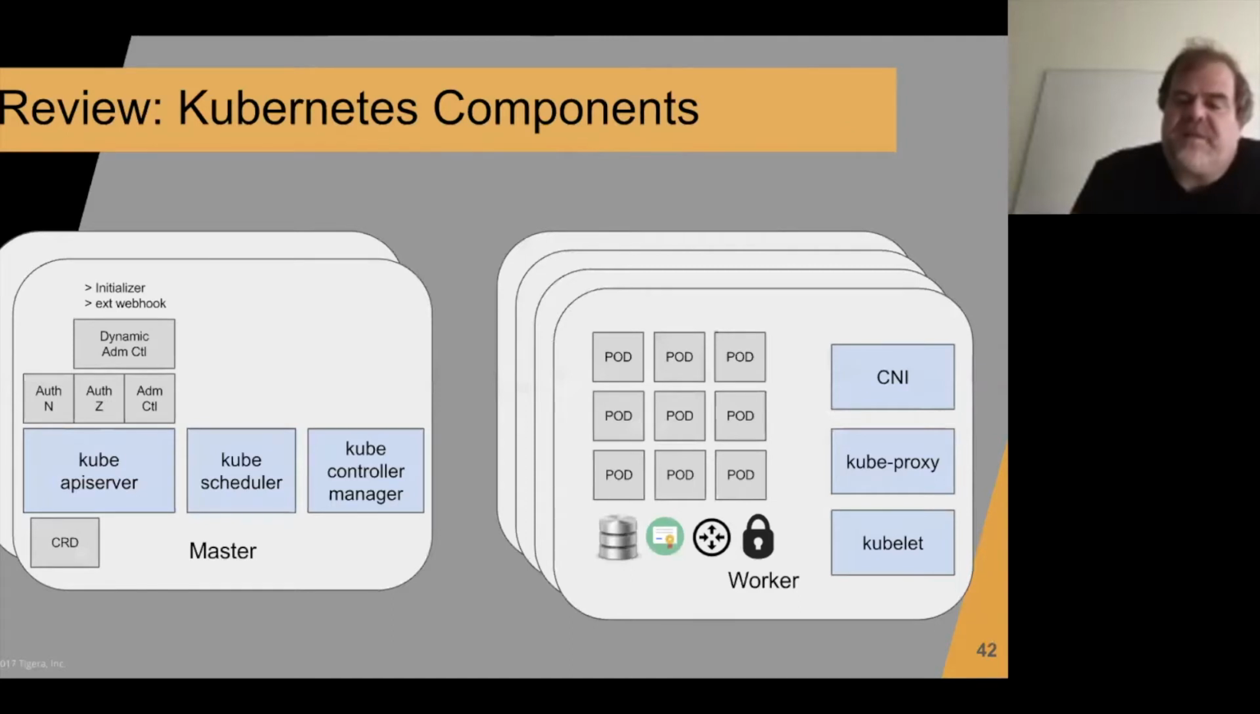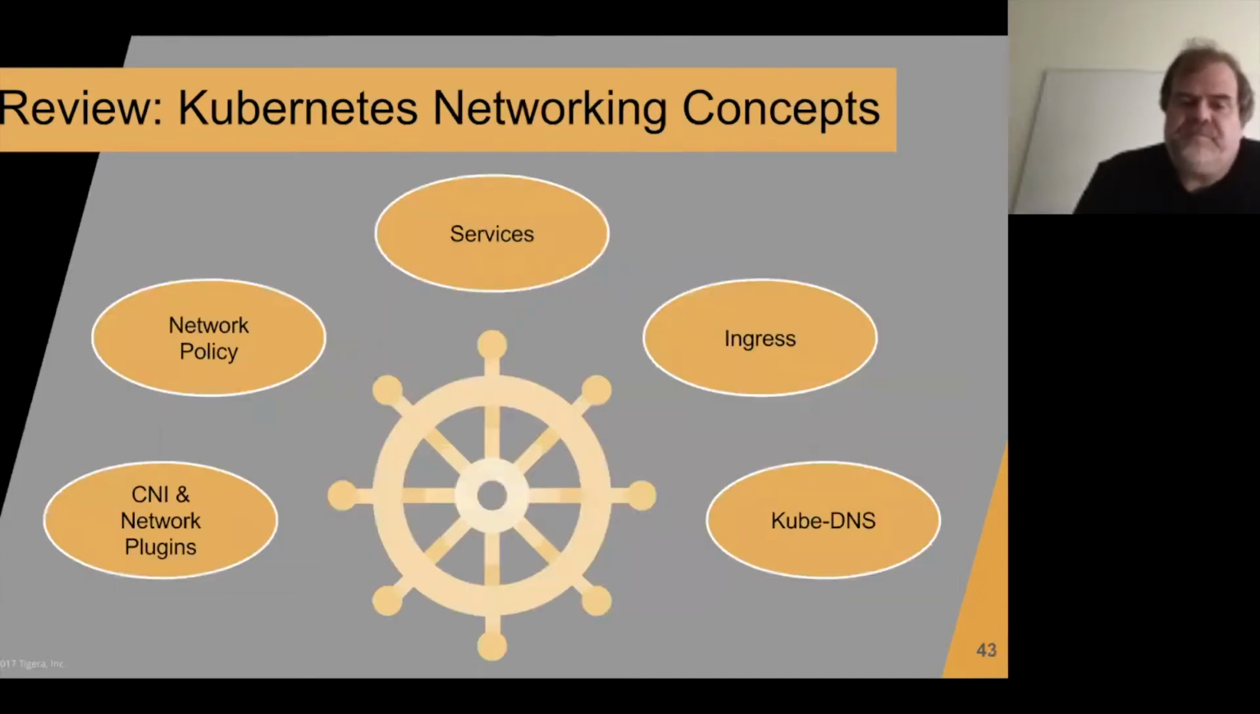Now we start adding things like storage and certificates and routing and security to these workers. And we also start adding things like admission control, authentication, etc. in Kubernetes. And we'll talk about some of these in a minute.